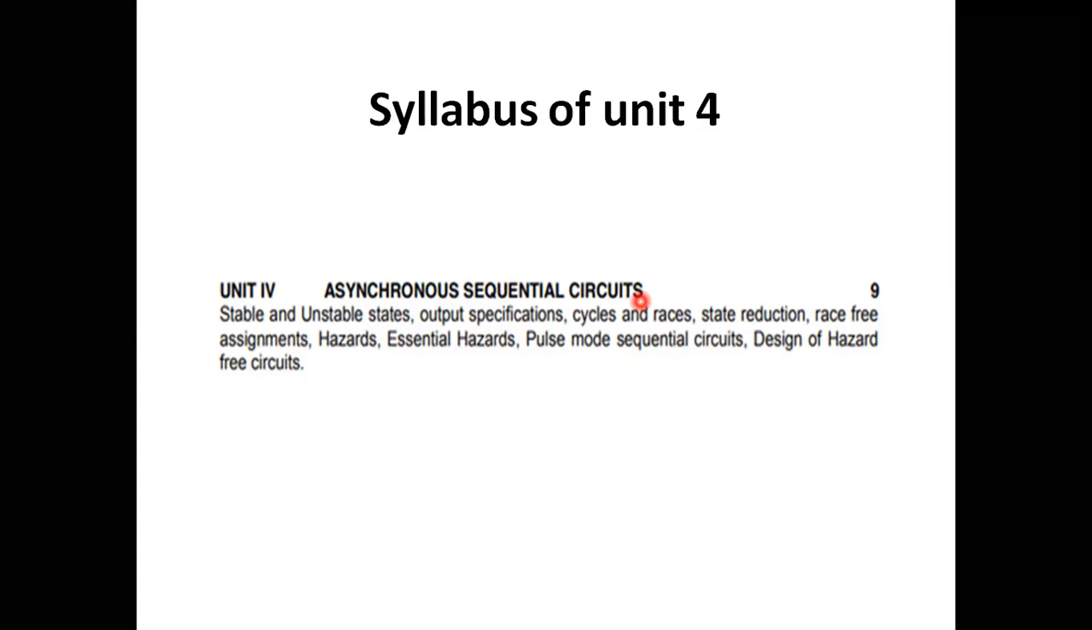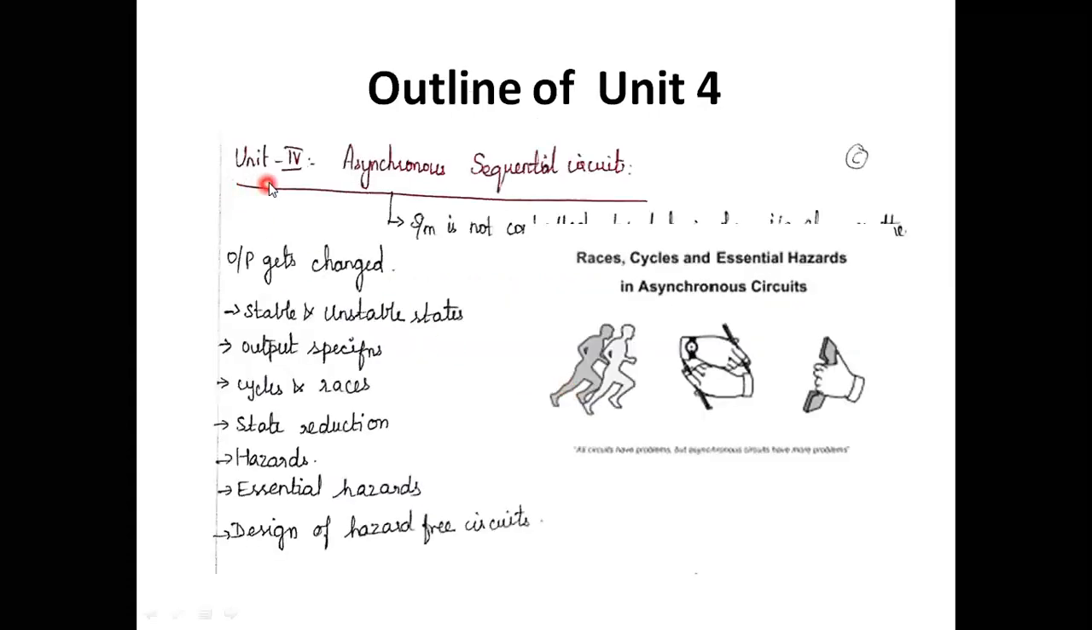So if transitions on two inputs arrive at almost the same time, the circuit can go into the wrong state depending upon the slight differences in the propagation delays of the gates, and that is called a race condition. So here you will have many issues like cycles, races, and hazards. So how do you design a circuit without cycles, races, and hazards? This is what you are going to see in asynchronous sequential circuits. Races, cycles, and essential hazards are the analogies given.